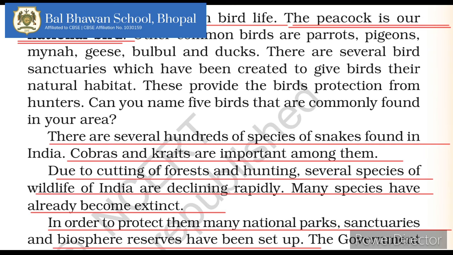Due to cutting of forests and hunting, several species of wildlife of India are declining rapidly. Because when the forests are not there, how are the animals going to survive? The animals are dying because of deforestation; they are not getting food and shelter, and also because of hunting. Many species have already become extinct. In order to protect them, many national parks, sanctuaries, and biosphere reserves have been set up.